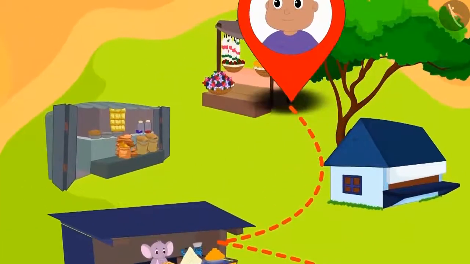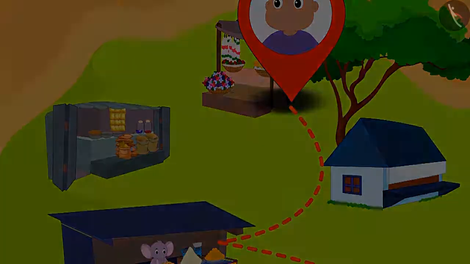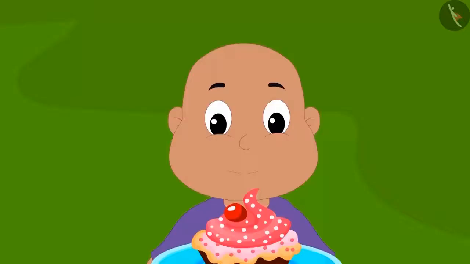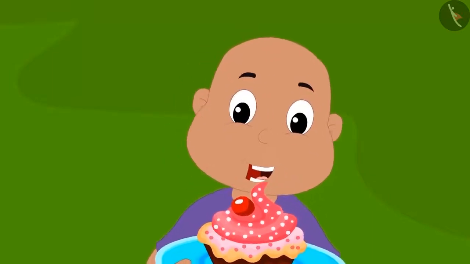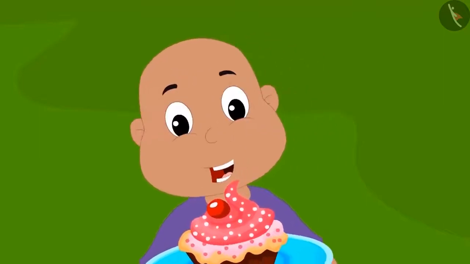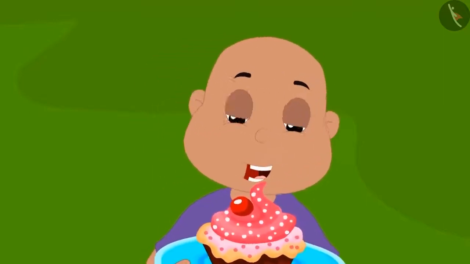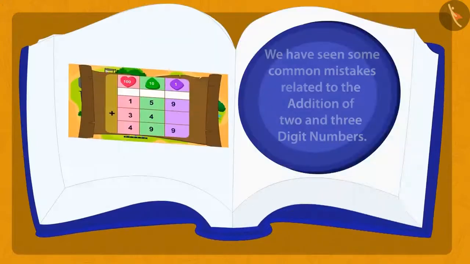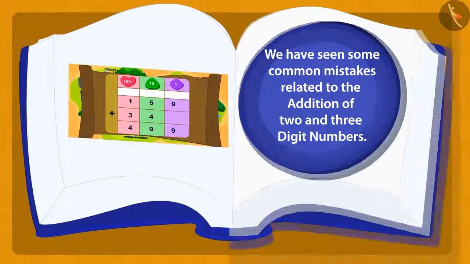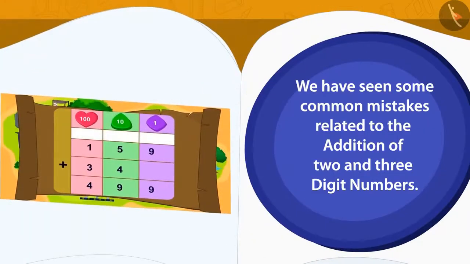With this thought, Bablu went to Chanda's shop. On reaching there, Bablu saw that Raju had hidden a cake to celebrate his birthday. Look how happy Bablu looks. Children, in this lesson, we have seen some common mistakes related to the addition of 2 and 3-digit numbers.